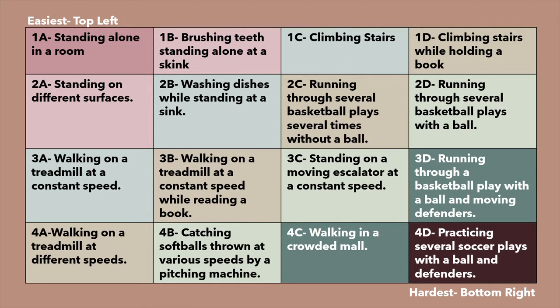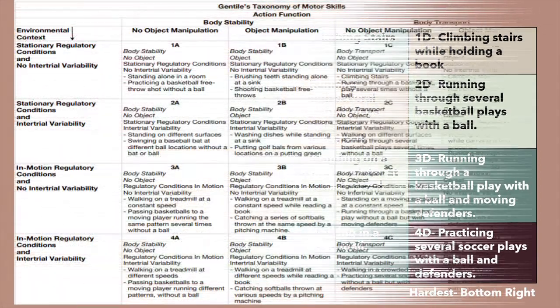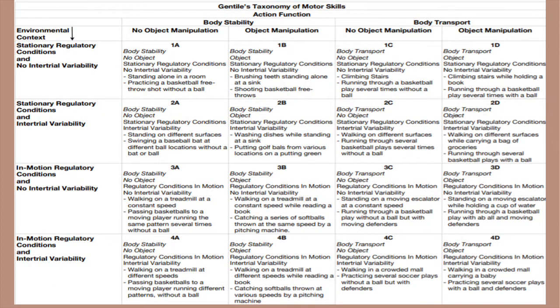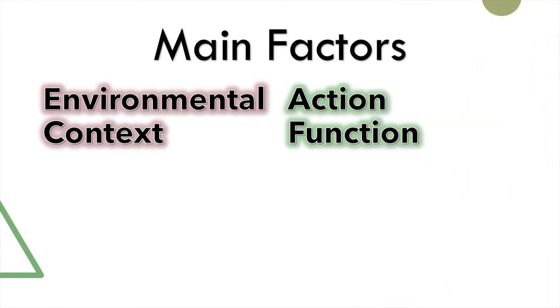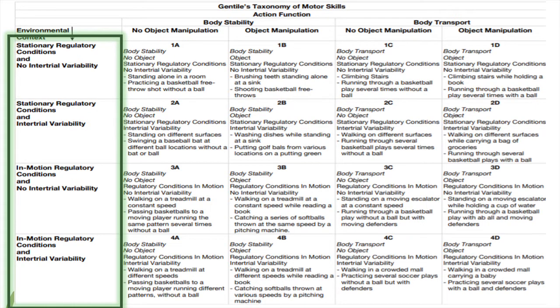The way these skills are classified is actually very simple. There are two main factors that are involved with the process: environmental context and the function of the action. In environmental context, we need to know whether or not the subject is in motion or static, as well as if the conditions of the action are constant at every trial or if they have variability.